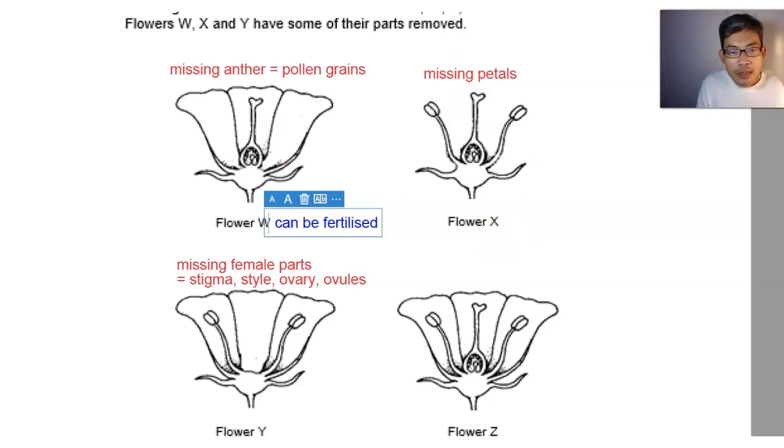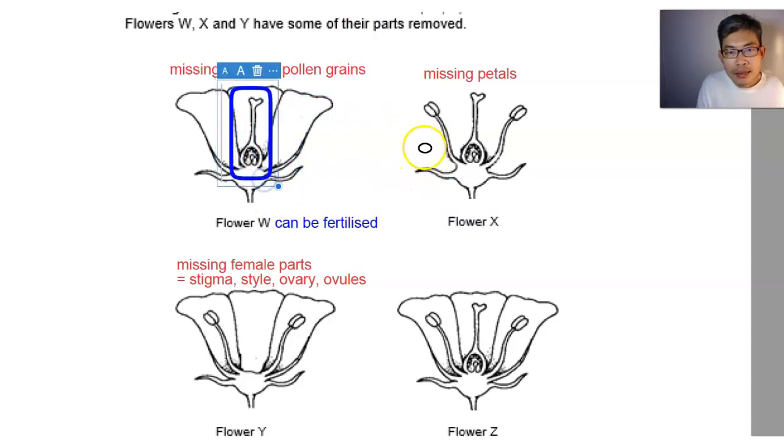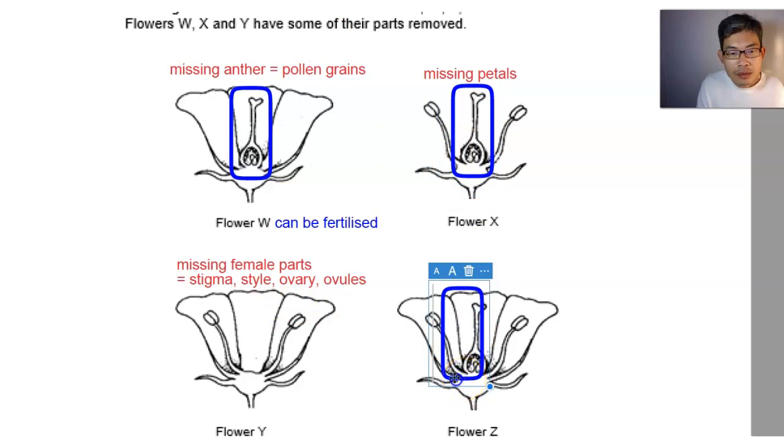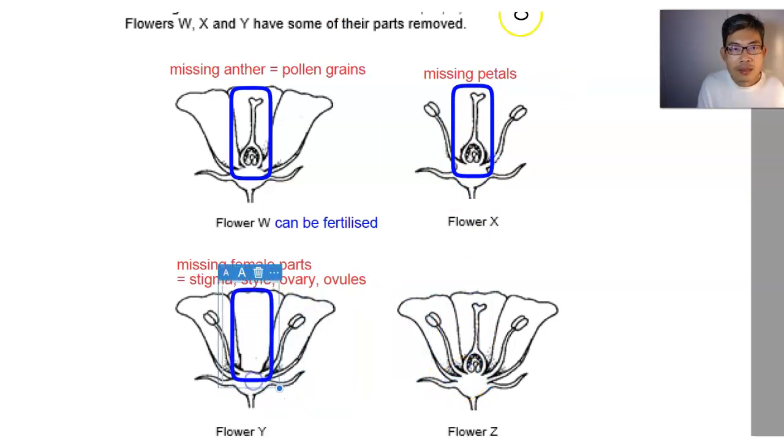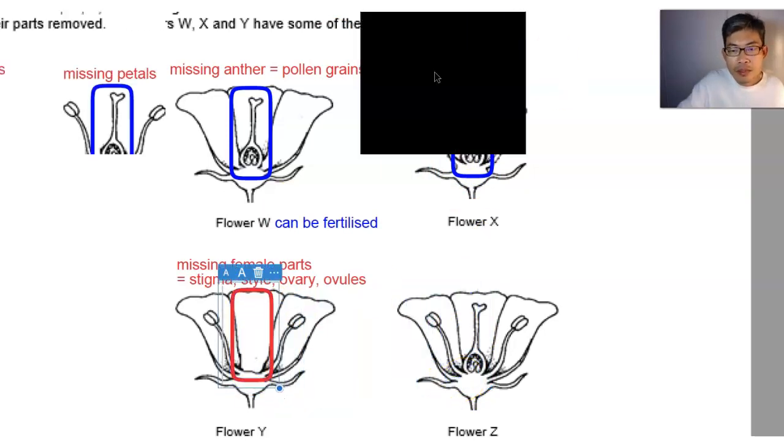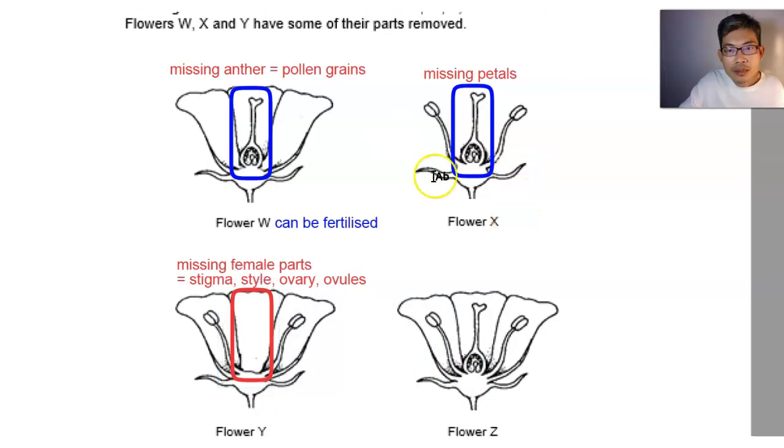Again, the important thing about fertilization is there must be these parts here: the stigma, the style, and the ovary. This is still here, so this of course can be fertilized. This one is missing this. Right, this is the problem. So here, this can be fertilized.